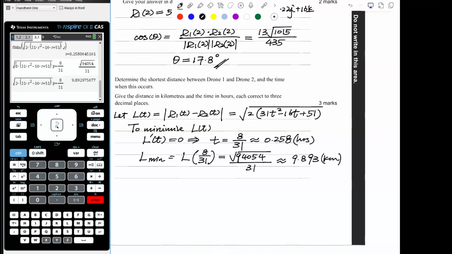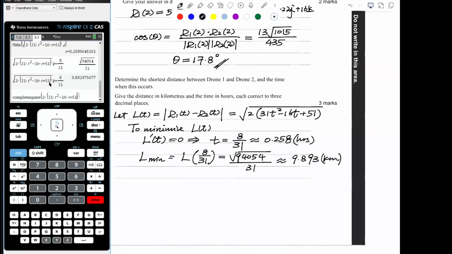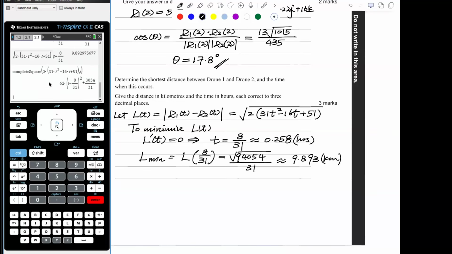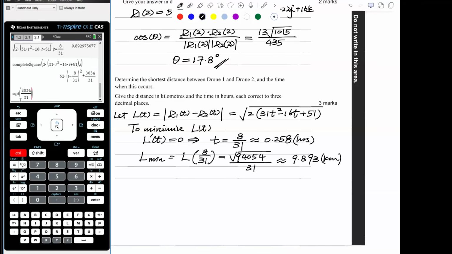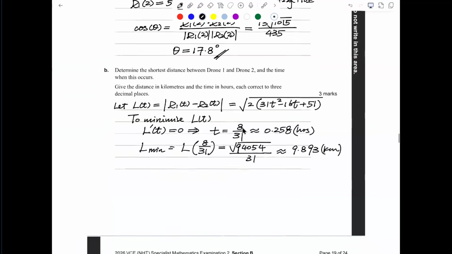Alternatively, you might want to complete the square, but it's within the square root. So you actually get the shortest distance when this thing is 0, you take the square root of that value, it's exactly the same thing, okay? So that's an alternative approach.